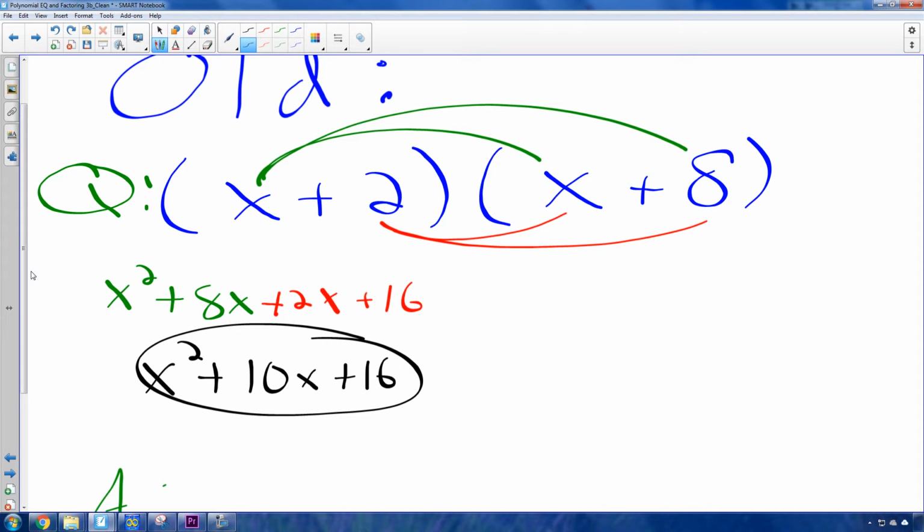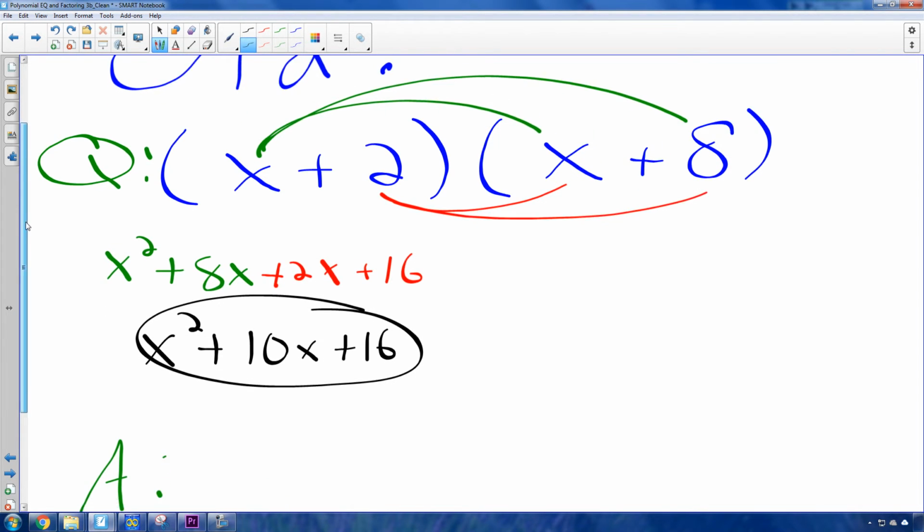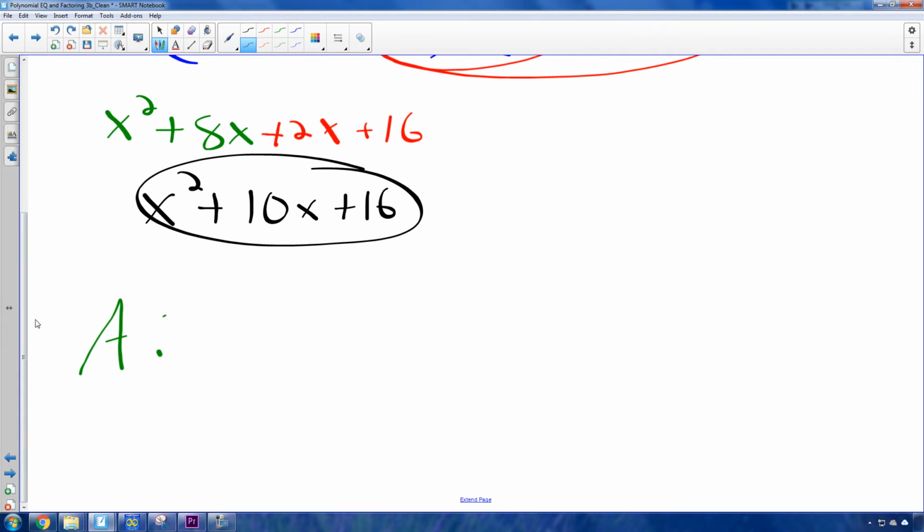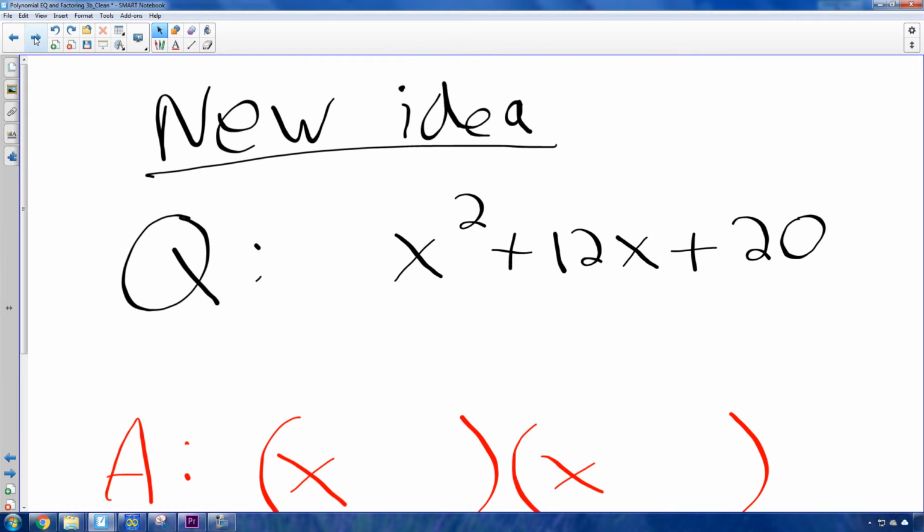So the question was this with parentheses, and the answer looked like that. So hopefully, if you give me a thumbs up or something like that, we understand how to do that type of stuff, double distributive, multiplying polynomials. Now I'm asking you to do it backwards. What if the question on your paper was the answer, and the answer on your paper was the question? How about that? So let's say this was the new idea.